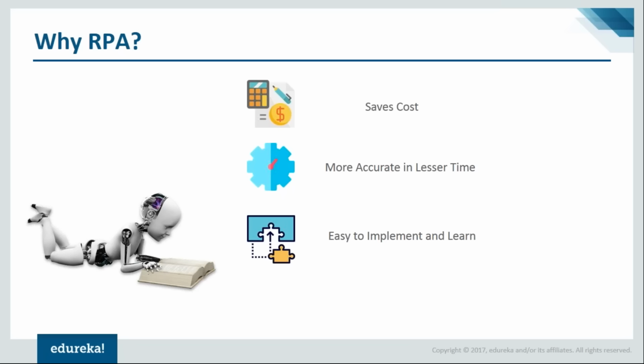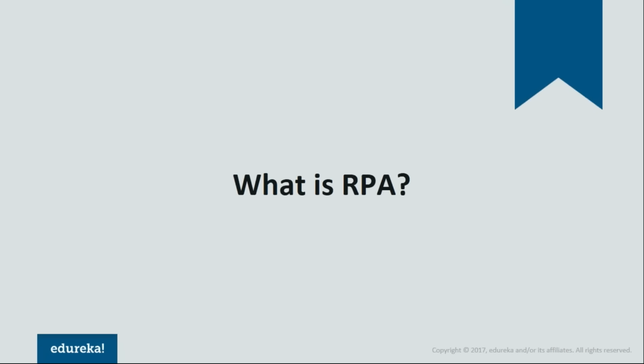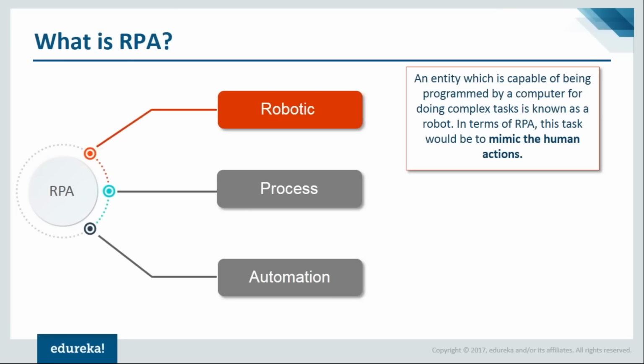So with this, guys, we have understood why we needed RPA, and let's move on to the part where we'll understand what RPA exactly is. All right, so what is RPA? RPA, as you might have guessed, is an acronym for Robotic Process Automation, right? Let's understand the three terms one by one. What is robotic? Robotic is basically an entity which can be programmed to mimic human actions. So any entity which can mimic human actions on being programmed is called robotic.